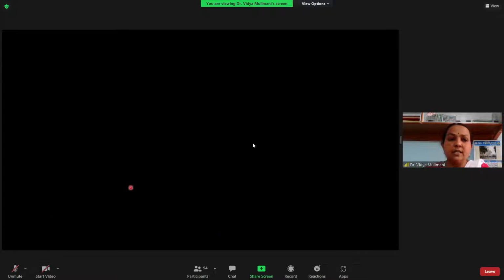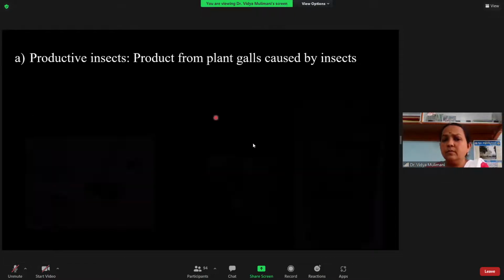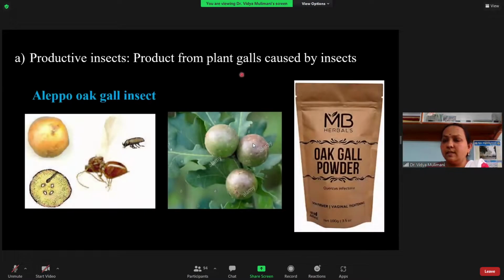Okay. So the next example you have is some of the galls. What is this gall? So what happens? There are some insects. When they damage the plant, there is an extra growth because they secrete a chemical that induces the extra growth of the plant, just like cancerous cells. Okay. So here the product comes from the plant galls, which are caused by the insect. So here I'm just giving you one example.